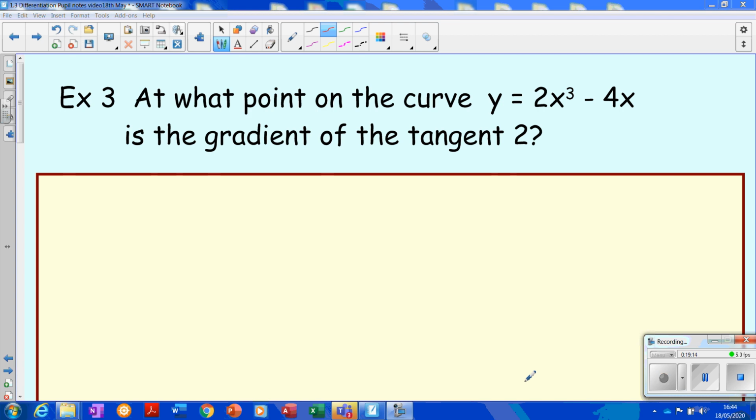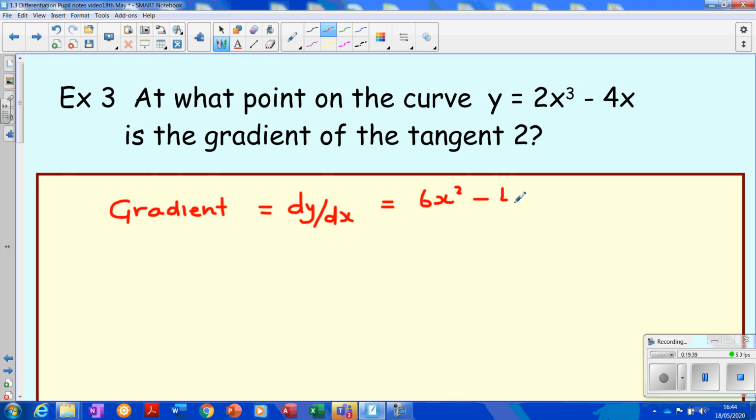Now, this is the last one I'm going to do here, and it's a gradient back to front. Okay, so this is the only other way this can be asked. It says at what point on the curve is the gradient of the tangent 2? So the only thing you know about the gradient of a tangent to a curve is it's dy by dx. So the gradient is equal to dy by dx. So what is dy by dx? It's going to be 6x squared minus 4. So that's the gradient of the tangent.